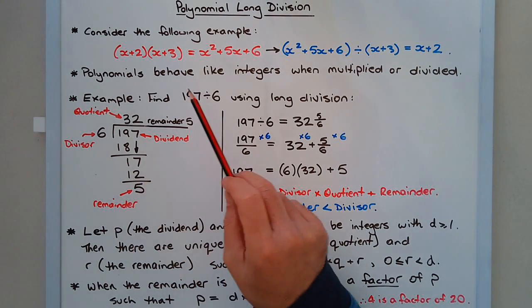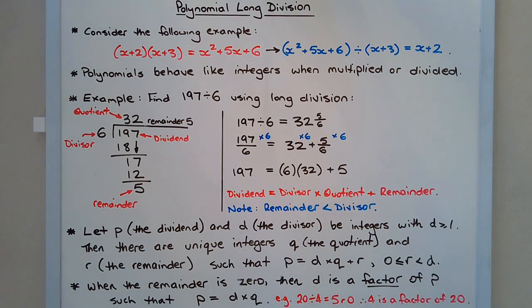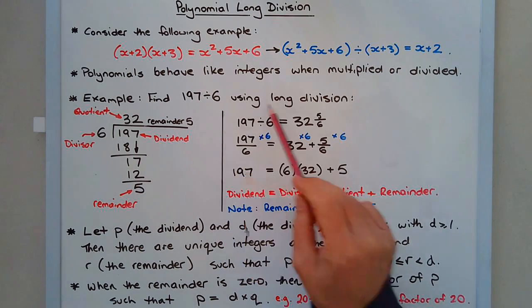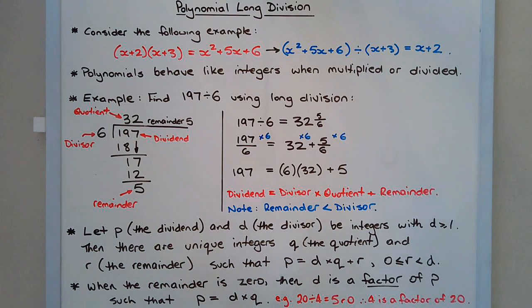Now polynomials behave like integers when multiplied or divided. And before we go into the mechanics of polynomial long division, let's have a look at an example of long division involving integers. Find 197 divided by 6 using long division. And the process goes something like this. You may have seen this before, some time ago, so this is an opportunity to reacquaint yourself with this process.